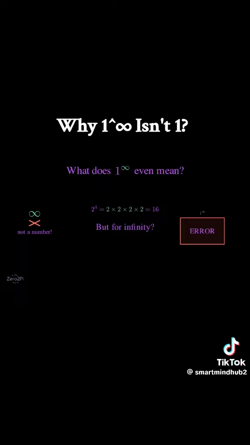Well, not exactly. The problem is, infinity isn't a number. It's a concept, a direction. In regular algebra, exponents make perfect sense. We multiply a number n times and get the result. But you can't just plug infinity into your calculator, and you definitely can't use it like a normal exponent. So what does 1 to the power of infinity actually mean?